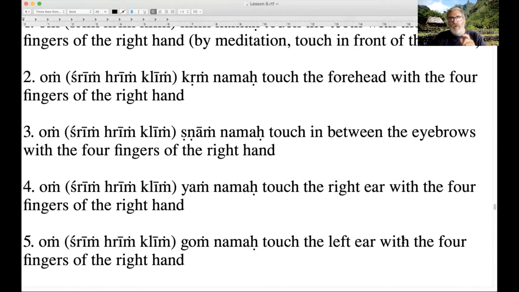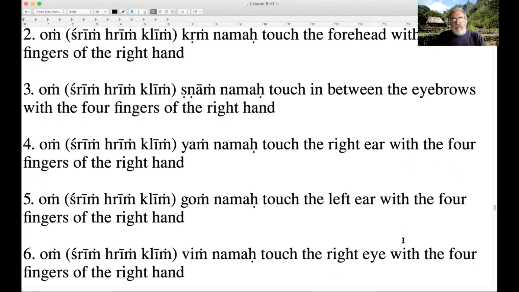What is Krim? Krim, right? Is K Ri. Kri. Kri is the first syllable of Krishna. There's two syllables in Krishna, so we have Klim is one syllable. The next syllable in Gopal Mantra is Kri. Kri in Krishna, right? Klim Krishnaya. So Klim, then Kri. Right, so Kri plus Anuswara becomes Krim. So Om Krim Namaha, touch the forehead with the four fingers of right hand. Right. So now it could be also Om Shrim Hrim Klim Krim Namaha. Right. Touching the forehead.